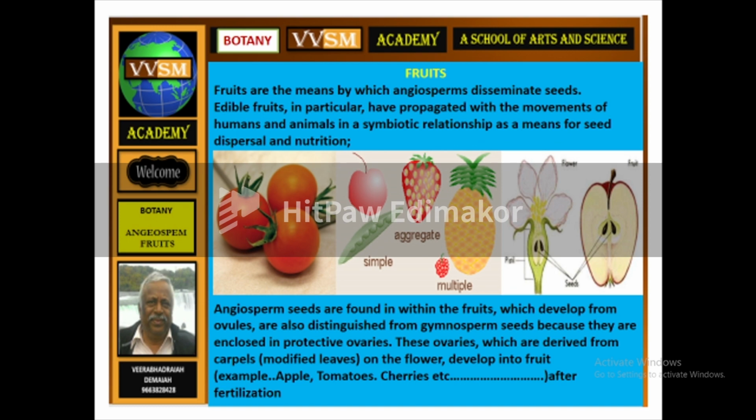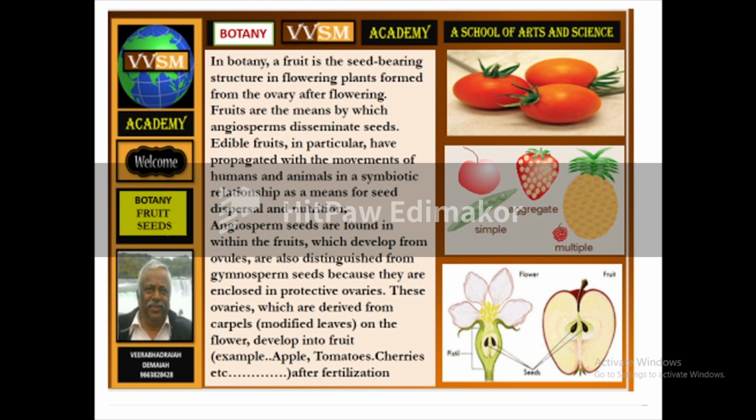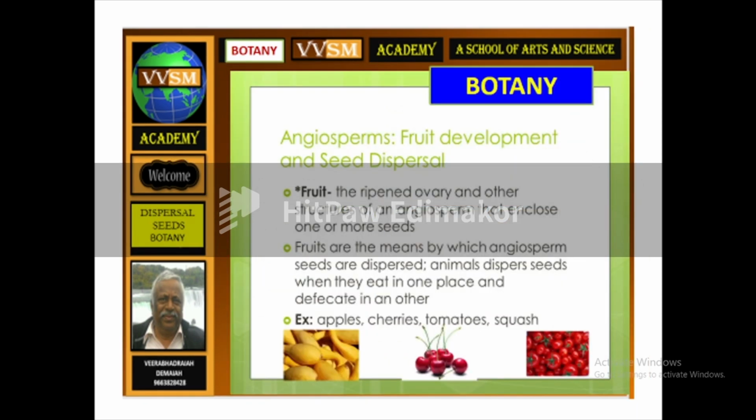Coming to the fruits, or the means by which the angiosperms disseminate seeds. Reproduction in plants, that is in flowering plants particularly, pollinated and fertilized. Fruit is the seed-bearing structure in flowering plants formed from the ovary after flowering. Example, apple, tomatoes, cherries, etc. This is a tomato, the fruit structure of tomato. Angiosperms, fruit development and seed dispersal.